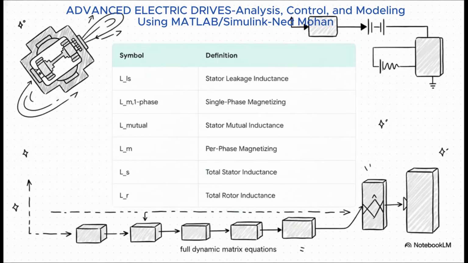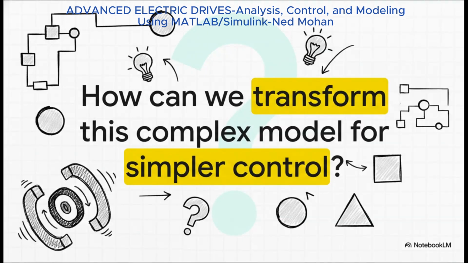So let's do a quick recap of the new vocabulary we've established today. Each one of these inductance parameters is a crucial building block. You're going to use these to construct the full dynamic matrix equations that really describe how this machine behaves. So we did it. We built our complete model. But as you can see, it's pretty complex. And this leaves us with one final huge question.